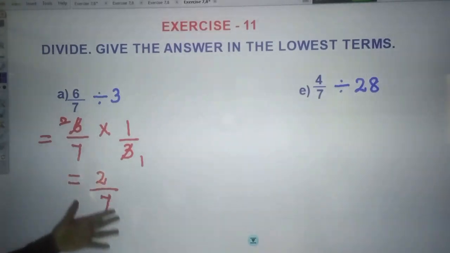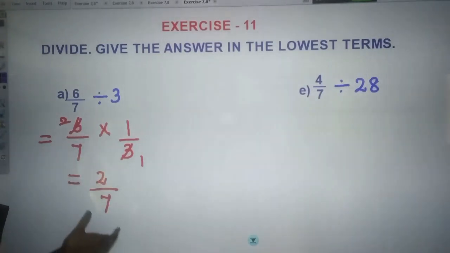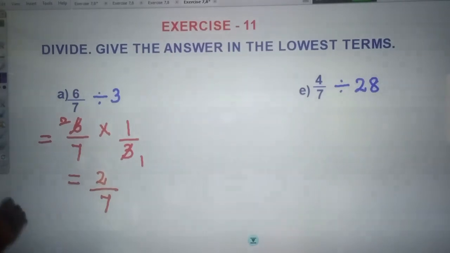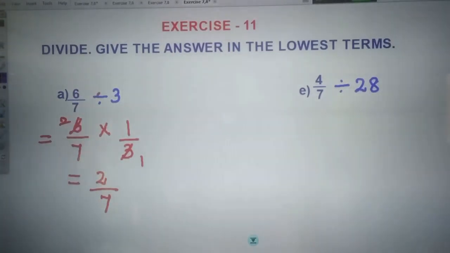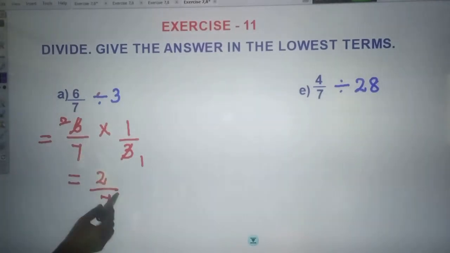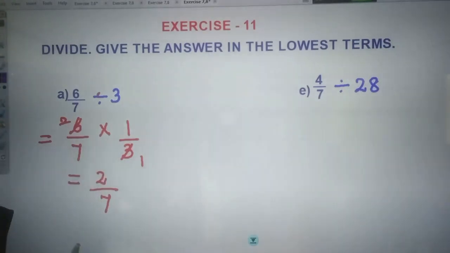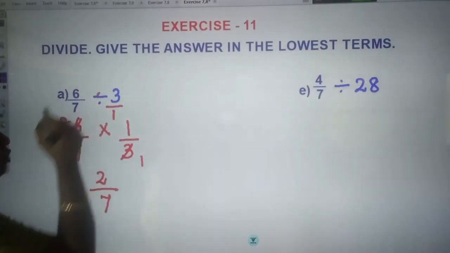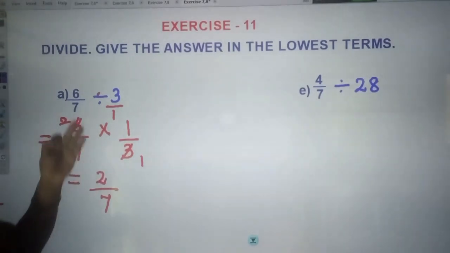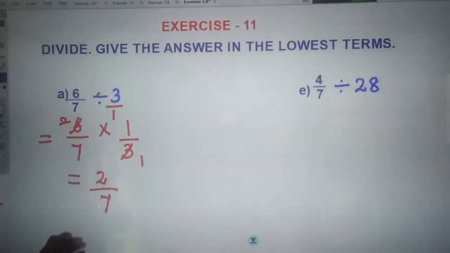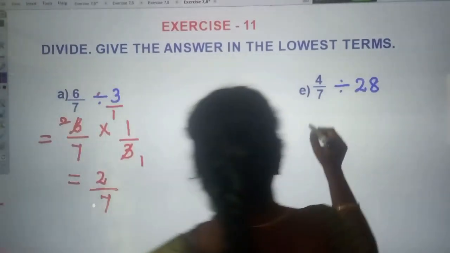Here we are going to introduce a new topic called reciprocal in this division of fractions, children. When the division symbol changes to multiplication symbol, there we are introducing the reciprocal. This 3 changes to 1 by 3. Reciprocal means we are just converting the numerator into denominator and denominator into numerator. Here there is no number, we have to consider 1 should be there. Therefore, when we convert into reciprocal, this 3 by 1 becomes 1 by 3. Is it clear now? Shall we move on to the next sum?